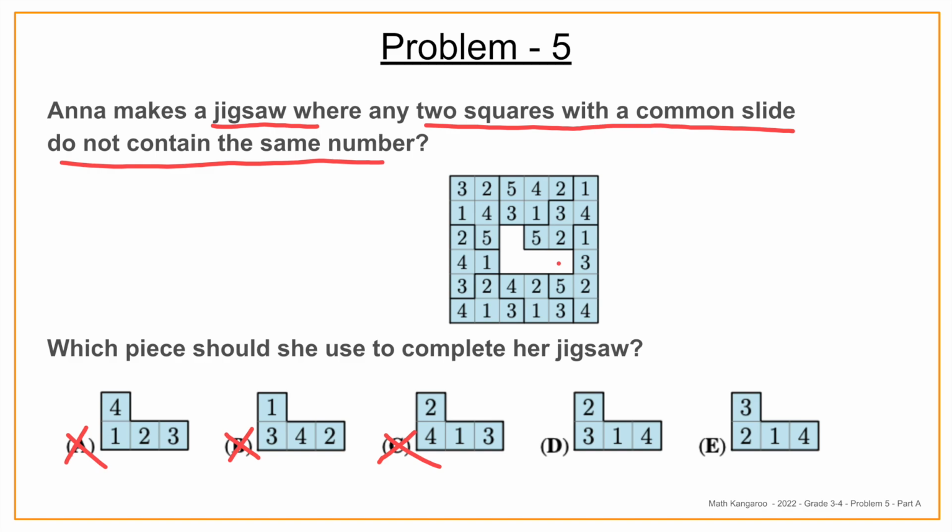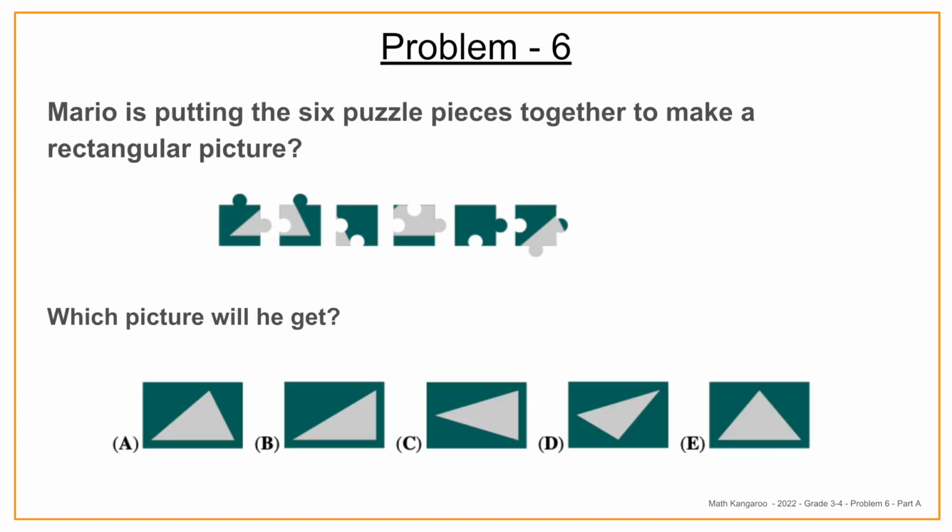All the numbers in here are not adjacent. It's unique. So this could be our answer. Option E, 3, 2, 1, 4. And this 2 is adjacent to this square. So we remove it. So our answer is option D. Awesome. We have solved our problem 5 and now we are moving on to problem 6.